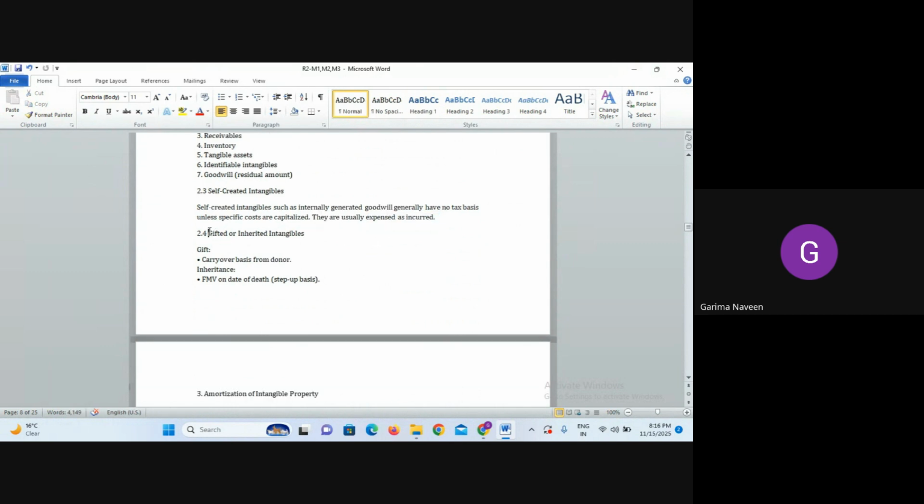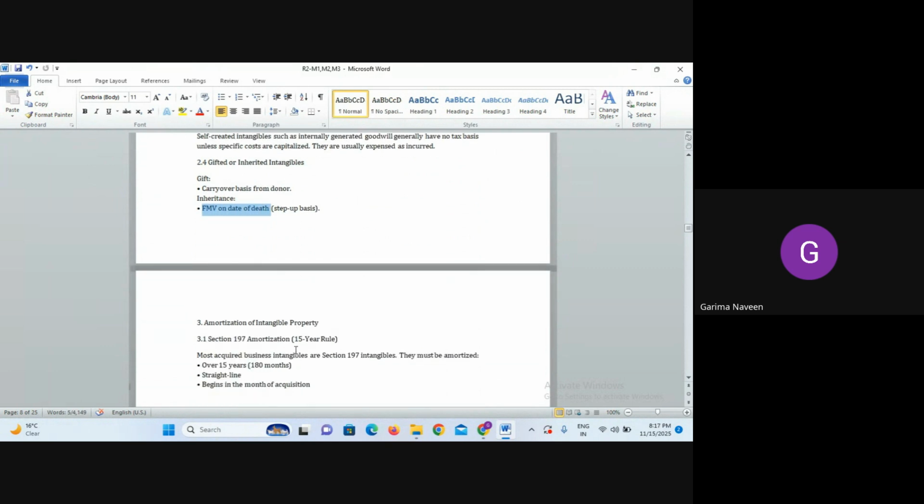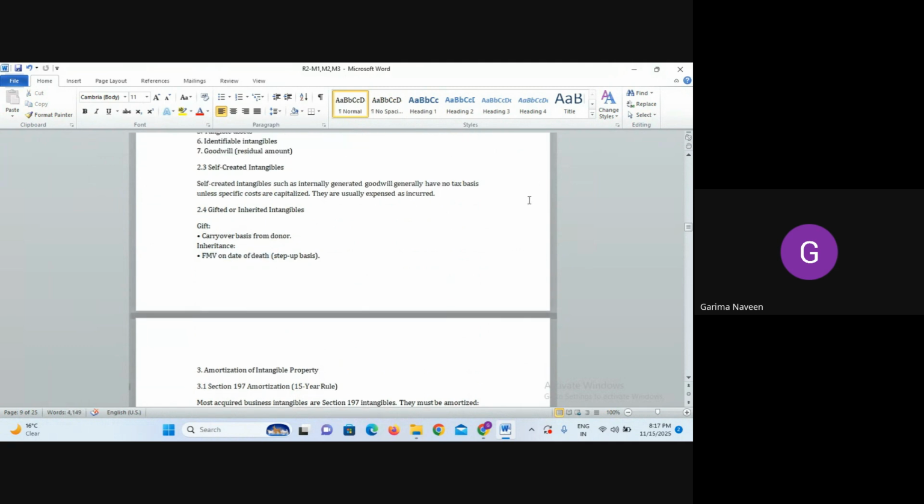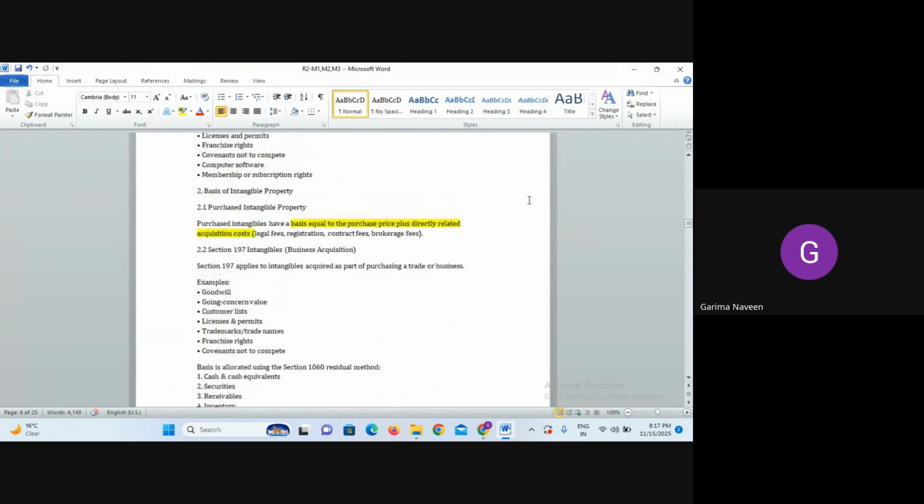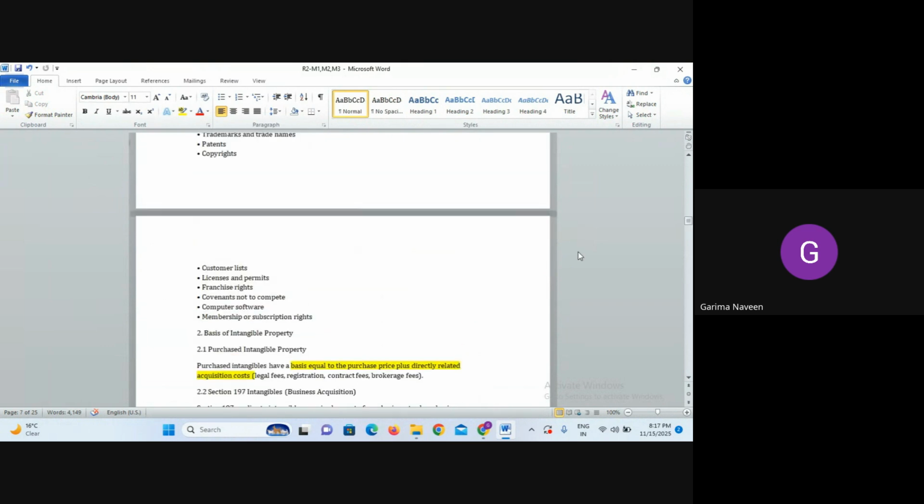Next, if you have some intangible which you have inherited or which was gifted by somebody, then for the gifted intangible, the basis should be carryover basis, and for inheritance, the basis should be fair market value on the date of death. Okay. Any doubt till here? No. Okay.